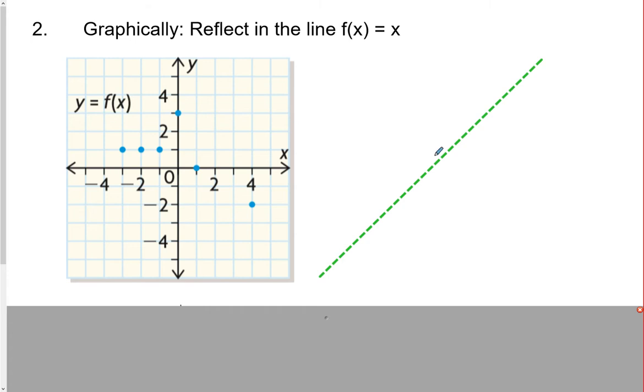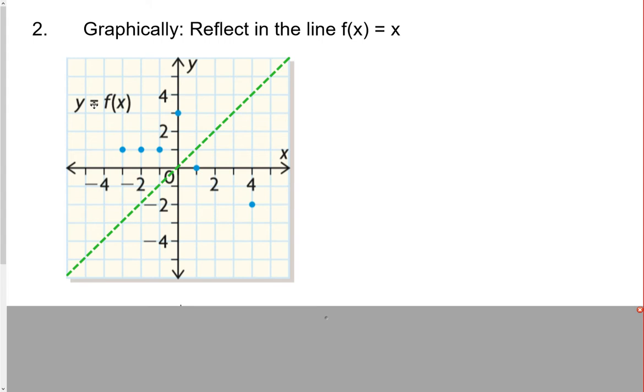Y equals x. So I'm actually going to take this and put it on the grid. I know it should go through point 1, 1, and 2, 2, and 3, 3, and 4, 4, and 5, 5, and negative 1, negative 1, negative 2, negative 2. It should go right through all of those points, including the origin. So there, I've drawn my line. This is going to be my mirror, and it's going to reflect everything.